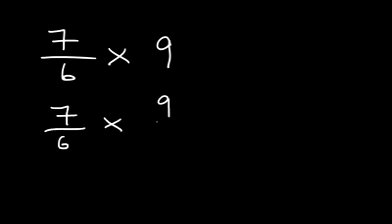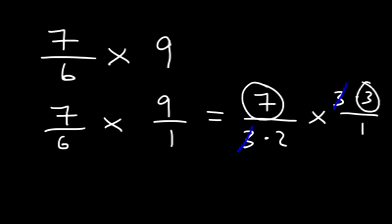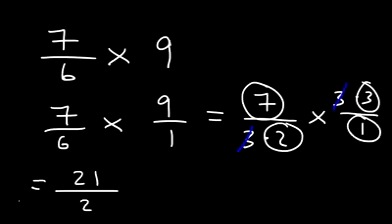Try this one. 7 over 6 multiplied by 9. Go ahead and work on that example. So let's rewrite 9 as 9 over 1. Now this one we could simplify before we multiply if we want to. 6, we can write that as 3 times 2. And 9 is 3 times 3. So we can cancel a 3. And so we're left with 7 times 3, which is 21, and 2 times 1, which is 2. So the answer is 21 over 2.